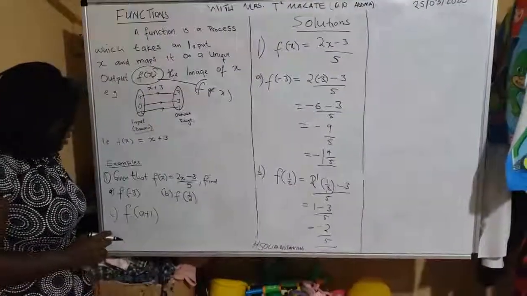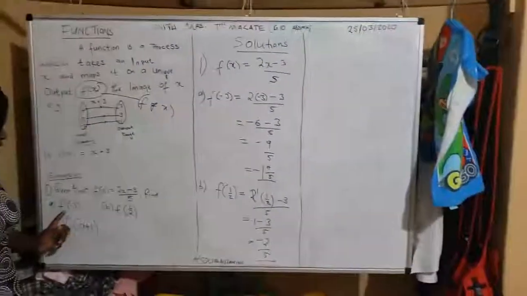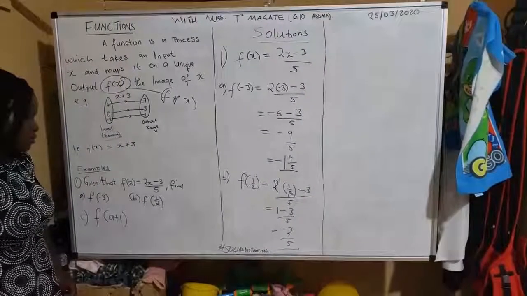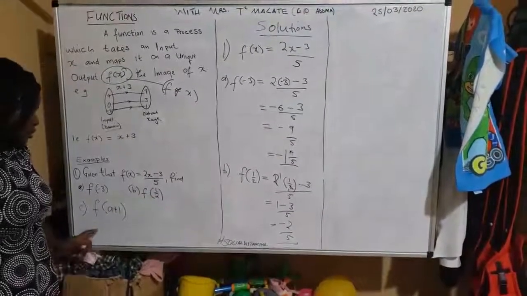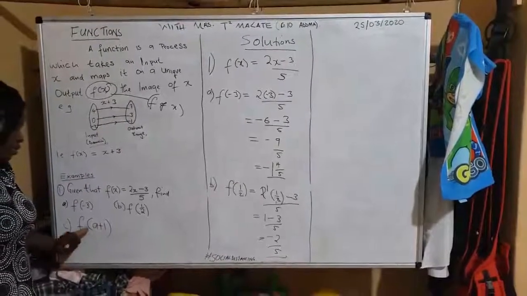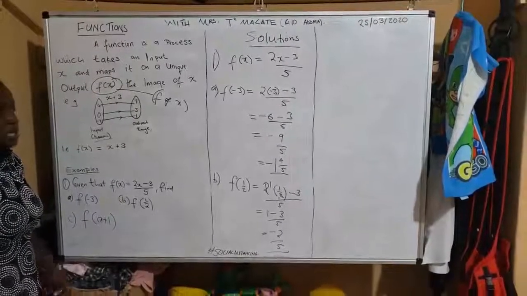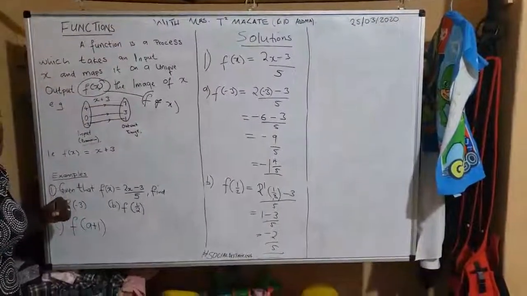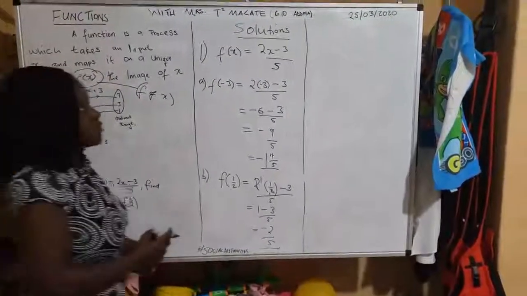Then c, we have f(a + 1). Notice that in a and b, we are replacing our x with a definite number, which is -3 in a, and a fraction in b, which is 1/2. What we have here is a + 1, and we're not provided with a value to substitute for a, meaning your answer will be an expression, and that's still fine. So let's not get accustomed to always having a definite answer as our final answer in expressing our functions. So f(a + 1).